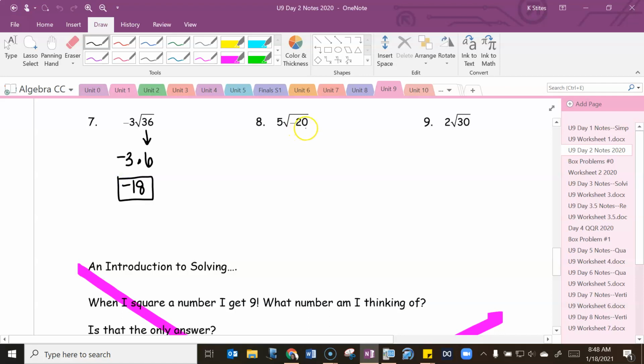Number 8, you have this root negative 20. What does that mean? It means this is undefined.